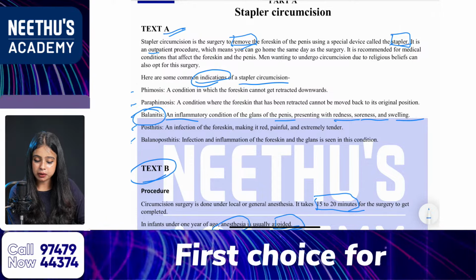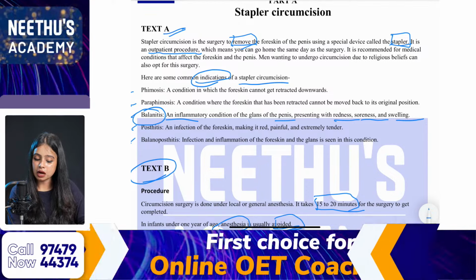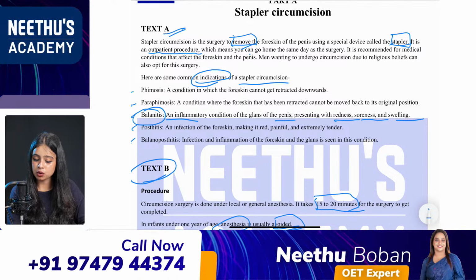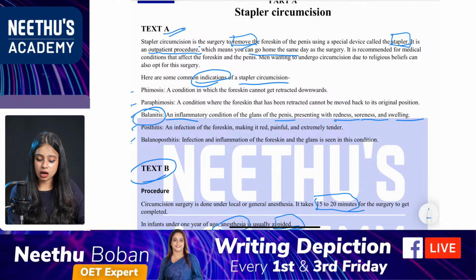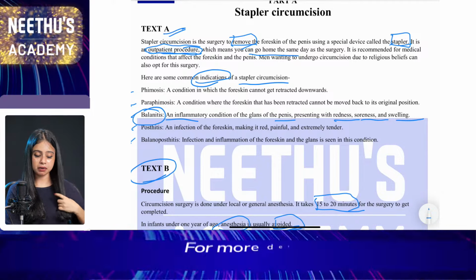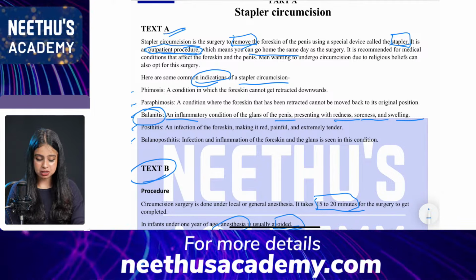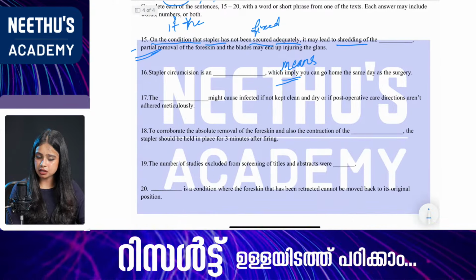See, an outpatient procedure. So what was the previous line? It is an outpatient procedure, which means you can go home the same day as the surgery. So it is outpatient procedure from text A. Very good, very good. Okay, Preeta, Anu, yes, it is outpatient procedure. Then the next one, 17th one.